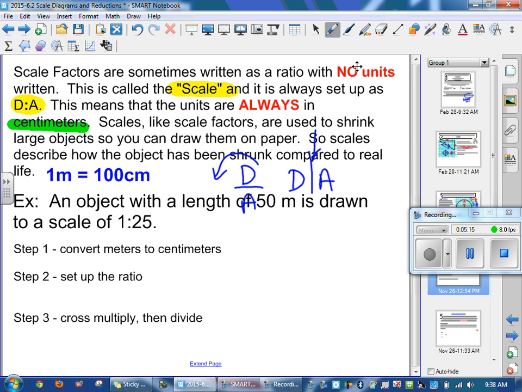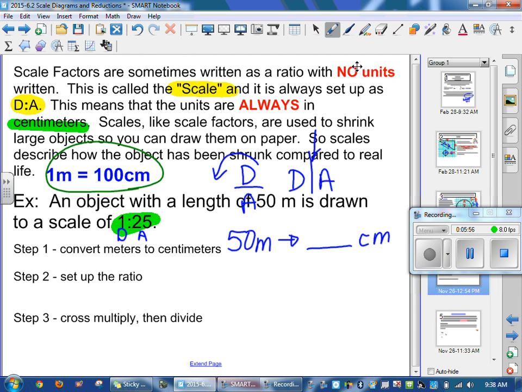All right. So it says, comparing 1 meter equals 100 centimeters. That's one of the unit conversions we have to remember. So we've got an object with a length of 50 meters. We're going to draw it to this scale. That's the scale we're using. Well, that means that this is our D, this is our A. So we're going to set up our cross multiply and divide. So first we're converting meters to centimeters, it tells us. So I've got my 50 meters, and I need to find centimeters. Well, right here it's telling me that 1 meter is 100. Well, what would 50 be then?